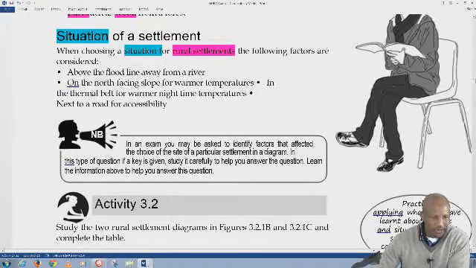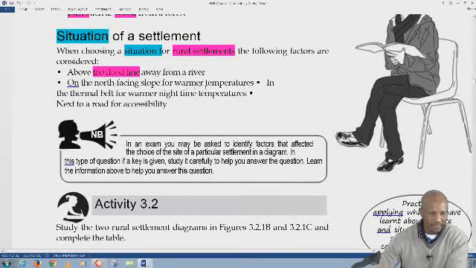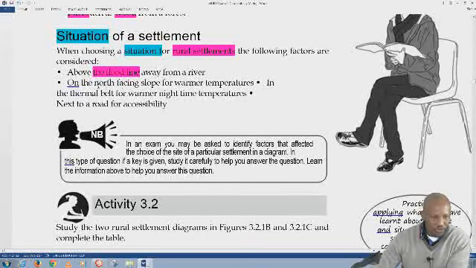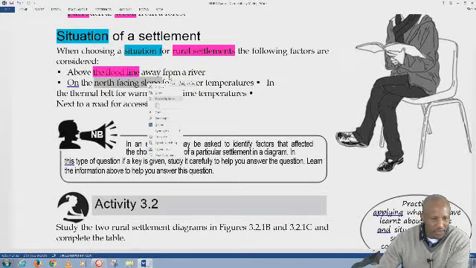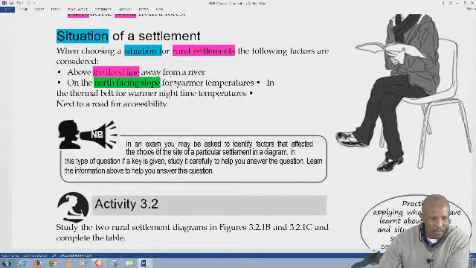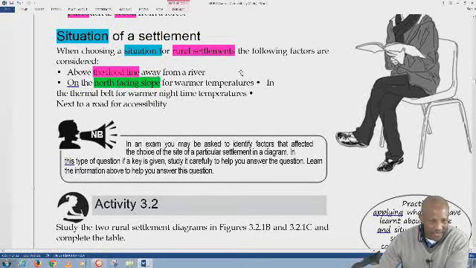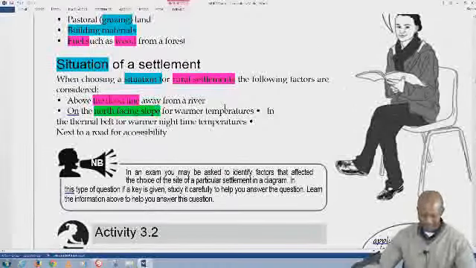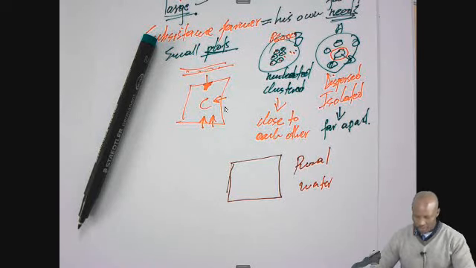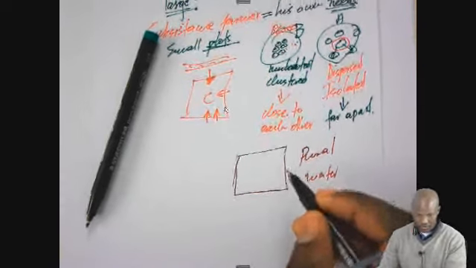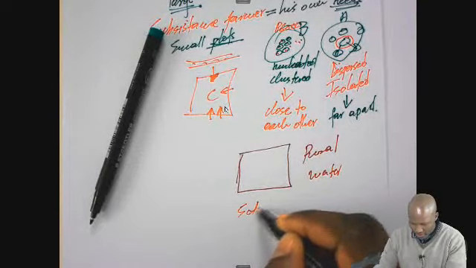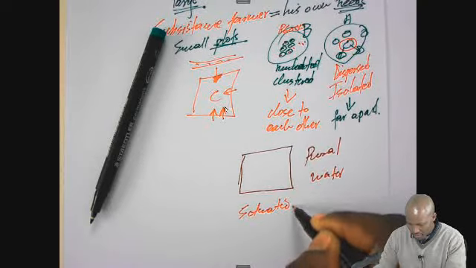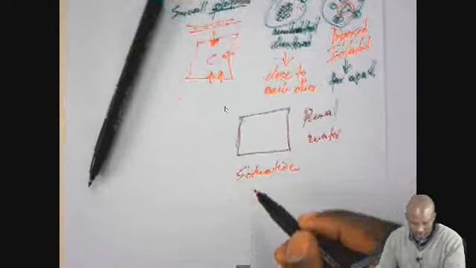Make sure that you are above a flat line. That's a very important point. Make sure that you are on the north-facing slope. What reminds you here when you talk of the north-facing slope? It reminds you of your aspect on the thermal belt, where there are warmer temperatures. Now you are choosing a site in terms of your situation. I want to emphasize the issue of the aspect.